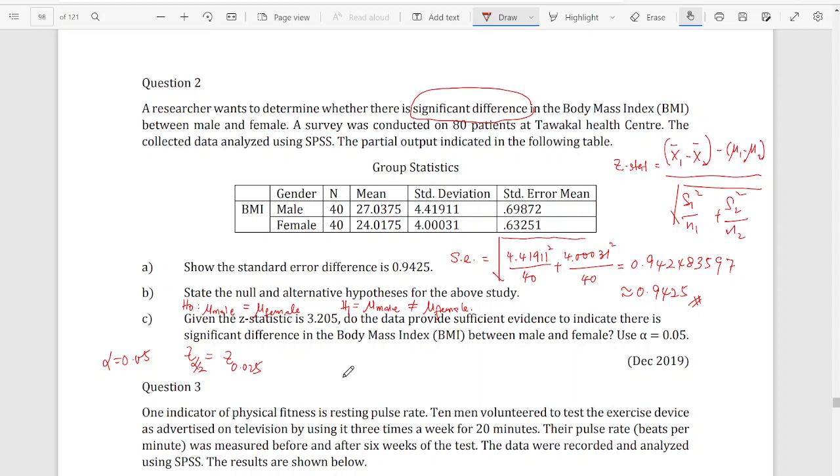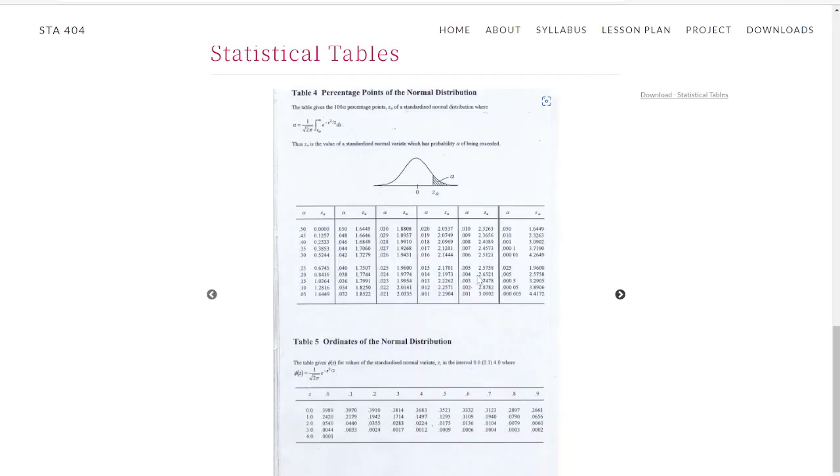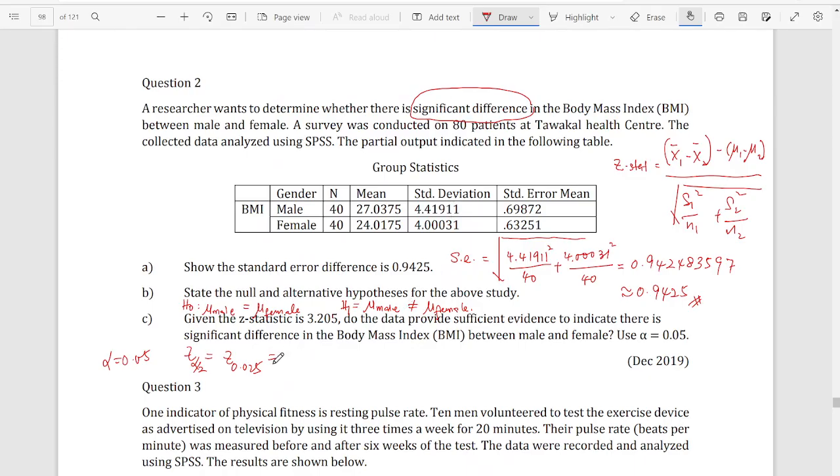So identify the value for the critical value of Z from the table. So kita tengok table 4 sekali lagi. So under table 4, find 0.025. Okay, this will be 0.025. That is the Z alpha, give you 1.96. So in this case, you have this to be 1.96.